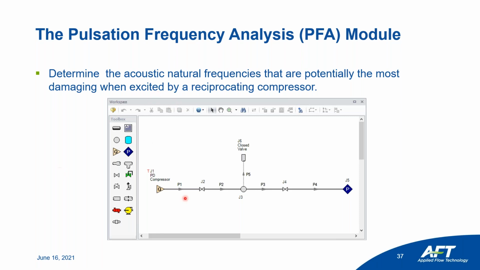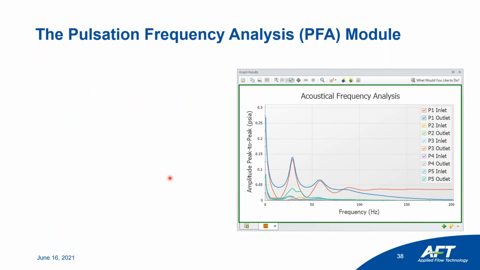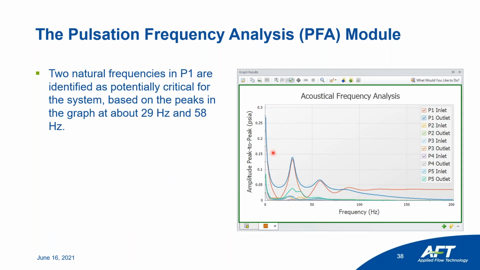So here we have an example. We have a compressor discharging at a pressure P, and we want to see the natural frequencies and run a test to see what response we will get if the compressor operates at one of them. Here we have the response in the frequency domain, the peak to peak amplitude, and we see that two natural frequencies in pipe 1 are identified as potential critical system frequencies. We can see it here at a high, at 21 hertz, and here at a high, at 58 hertz.